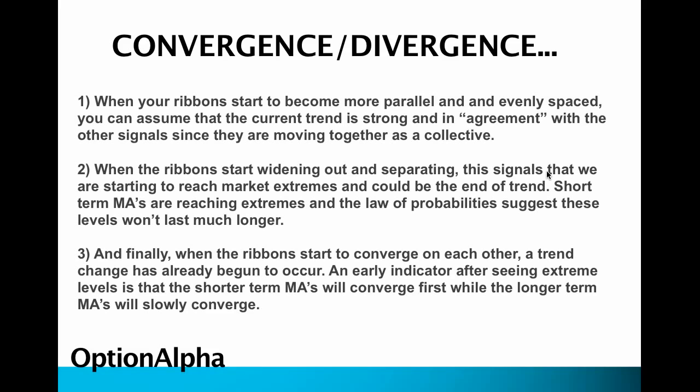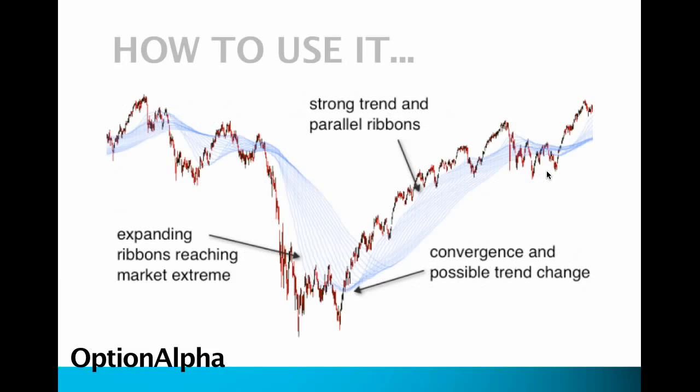And then finally, when we start to see the ribbons start to converge on one another and start to cross, then we know that a trend change has already begun to occur. Now, an early indicator after seeing an extreme level is that the shorter term moving averages will start to converge first, right? Because they're shorter term moving averages, they'll be more reactionary, while the longer term moving averages will be a little bit slower in how they converge. Again, they're a little bit more lagging the more days that we add to the moving averages.